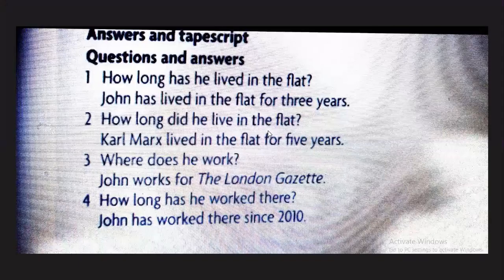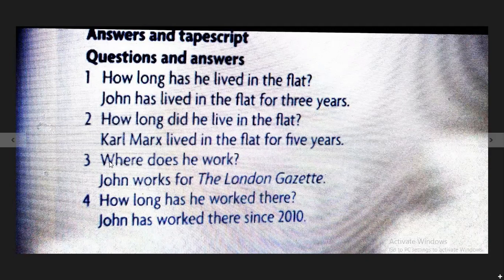So question number 1. How long has he lived in the flat? John has lived in the flat for 3 years. Number 2. How long did he live in the flat? Karl Marx lived in the flat for 5 years. And lived is past simple, you see? Because he's dead now, that's why it's past simple, but has lived uses present perfect.